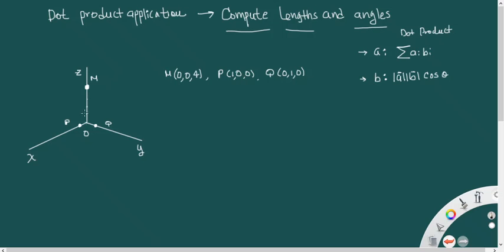So there's no upward position for this one. It stays there only at 1, 0, 0. The point Q is located at 0 on the x-axis, 1 unit positive in the y-axis, and 0 units in the z-axis. So it has no height. And this is point M, point P, and point Q.